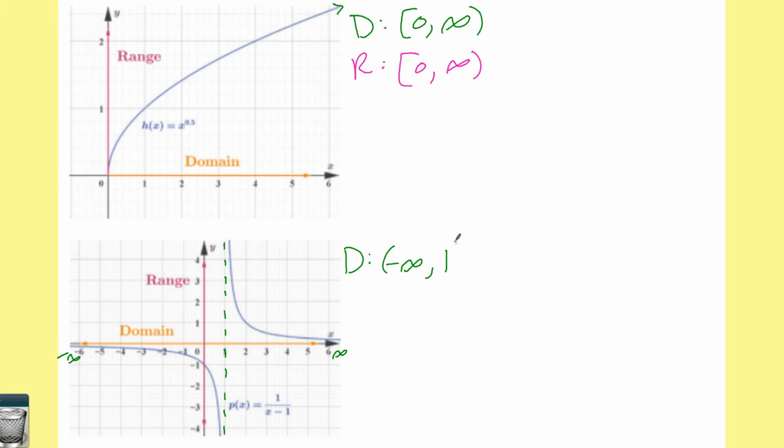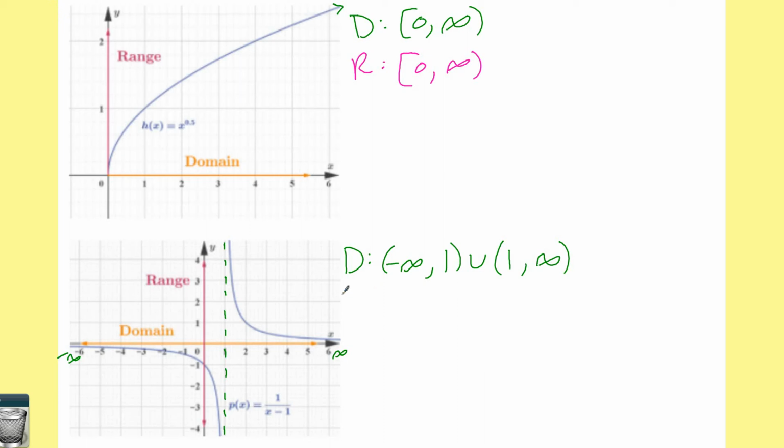But again, not actually touch 1. And then it's going to hop. So use the union sign. And then you go from the other side of 1 towards infinity. Okay, that's one way. All right, that's interval notation.